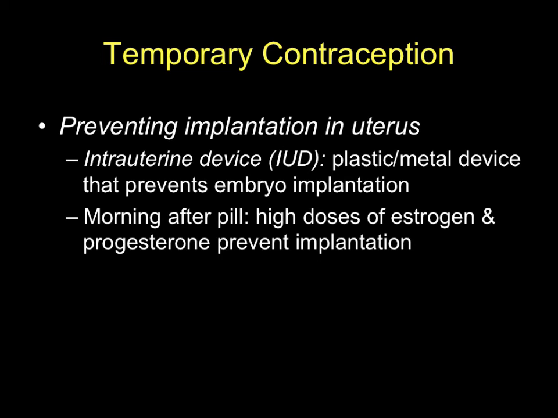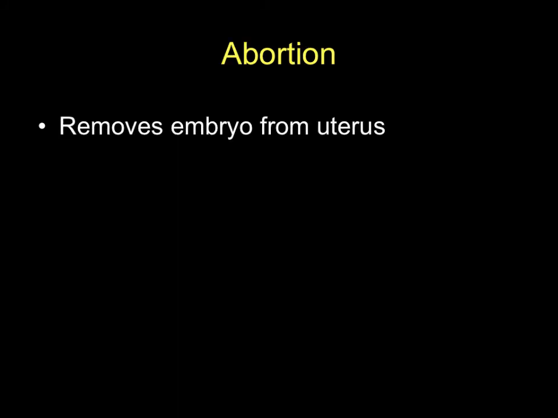There is also, for typically what are considered emergency circumstances, what's called the morning after pill, which is where you administer a really high dose of estrogen and progesterone in one dose to prevent implantation. So if someone is concerned that a pregnancy might occur when it's unwanted, then a morning after pill might be an option in some cases, but certainly not something which you want to rely on for your sole means of birth control. Beyond that, it's a matter of actually physically removing the embryo from the uterus.